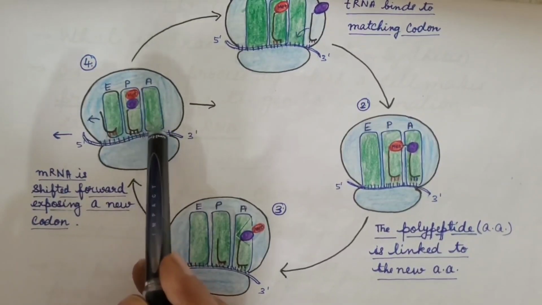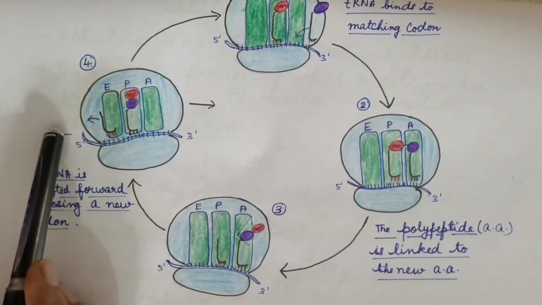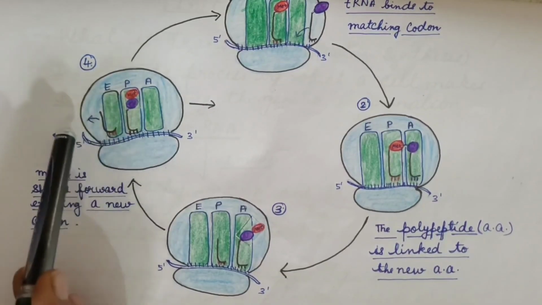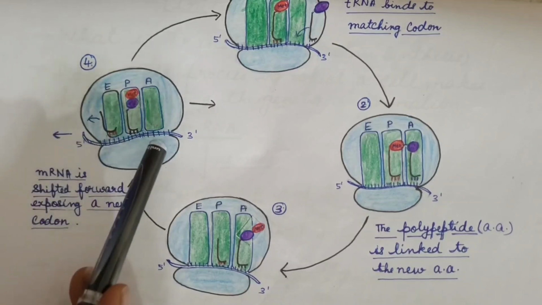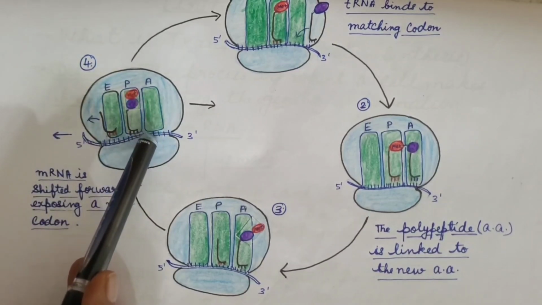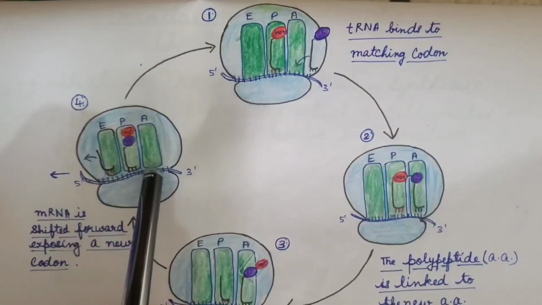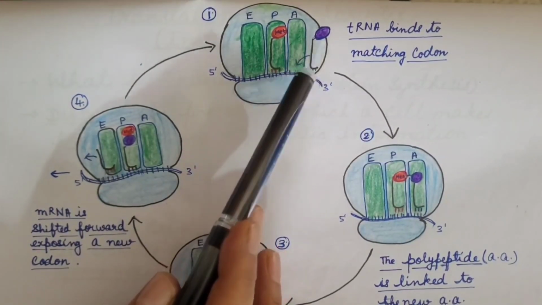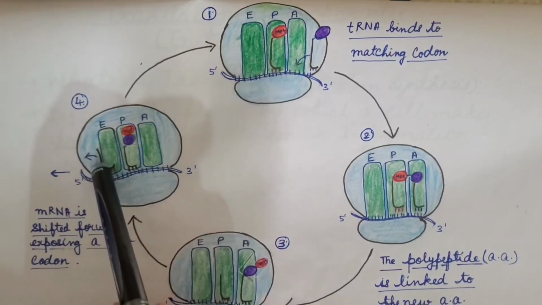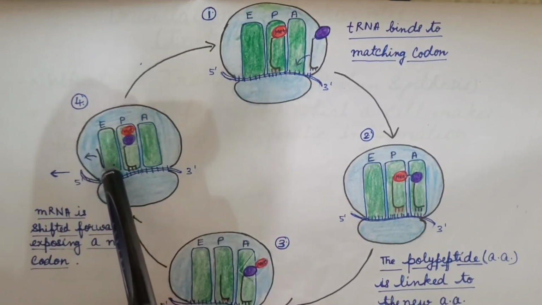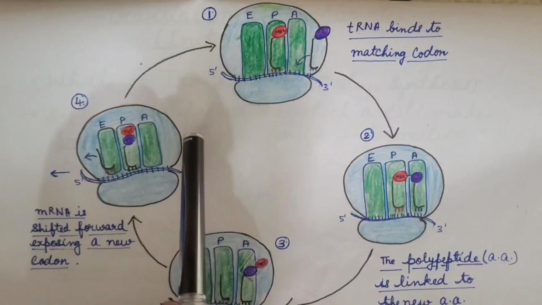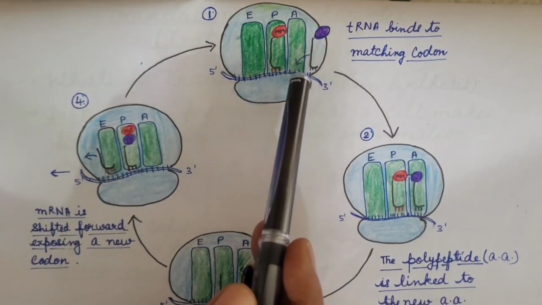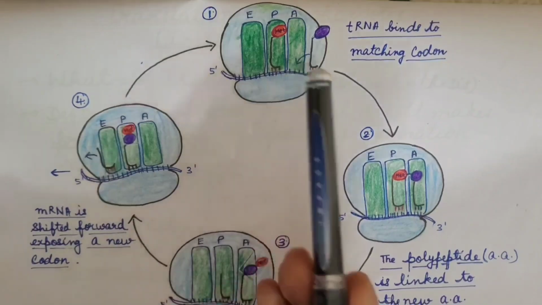in the A site. Technically, we can say that messenger RNA is shifted in this direction and exposes a new codon to the A site. Now the A site is empty and it is ready to receive the next aminoacyl transfer RNA. This deacylated transfer RNA exits from the E site.